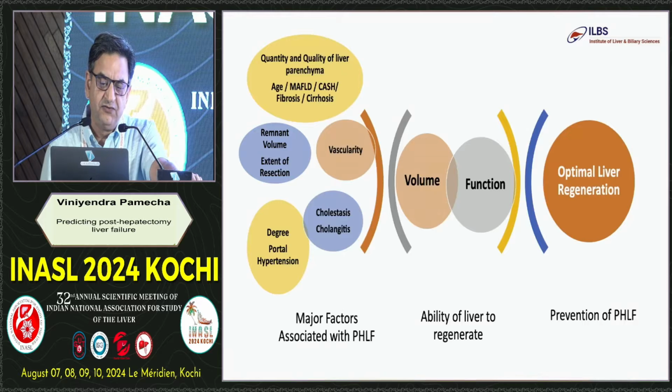So the focus on volume is somewhat not very relevant, and it also involves lots of other things, that is extent of resection, quantity and quality of liver parenchyma, which is determined by age, again MAFLD, CASH, chemotherapy-induced steatohepatitis, fibrosis, cirrhosis. Then vascularity of the liver is very important. If you're going to leave an ischemic or congested segment, even if you have big volumes, these livers are not going to regenerate and will cause problems. Cholestasis, cholangitis is an important risk factor. In patients with CLD, which we see so commonly now, especially in patients with hepatitis B and NASH, you need to evaluate the degree of portal hypertension as well. These are major factors associated with post-hepatectomy liver failure, and it's all about the ability of the liver to regenerate, which again comes down to volume and function of the liver in order to have optimal liver regeneration.